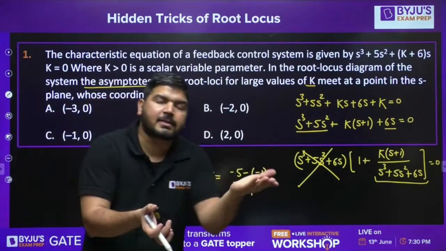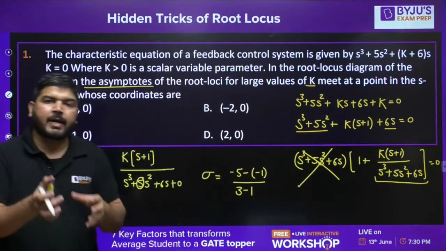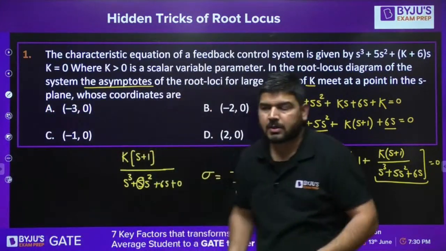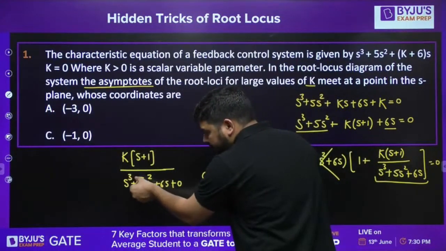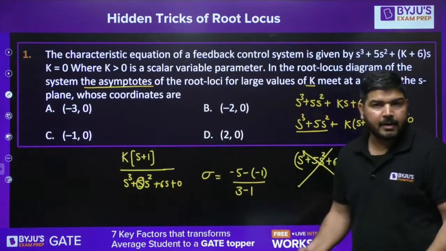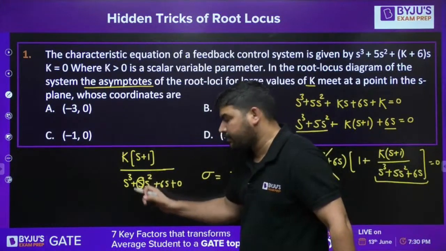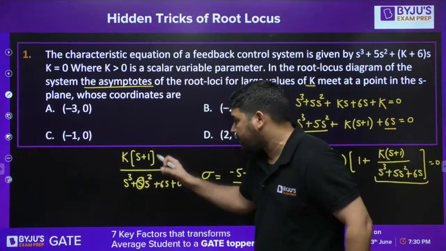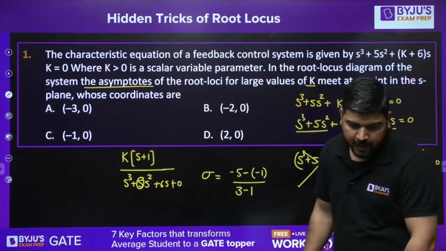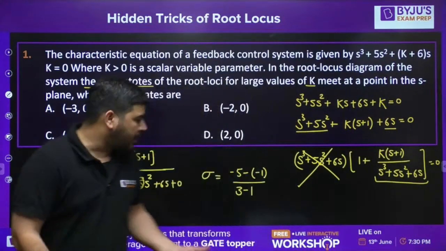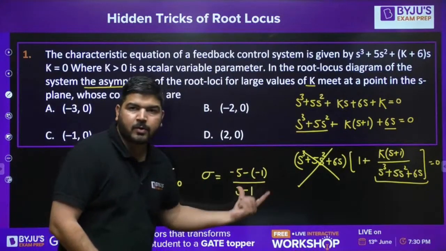It means we have to look at the second highest term. If you want the sum of the poles or the sum of zeros, you need to look at the second highest term and take the negative of it. So the sum of poles is minus 5, and the sum of zeros is minus 1, okay? From here you can get the idea of poles and zeros, and you can calculate the centroid point.